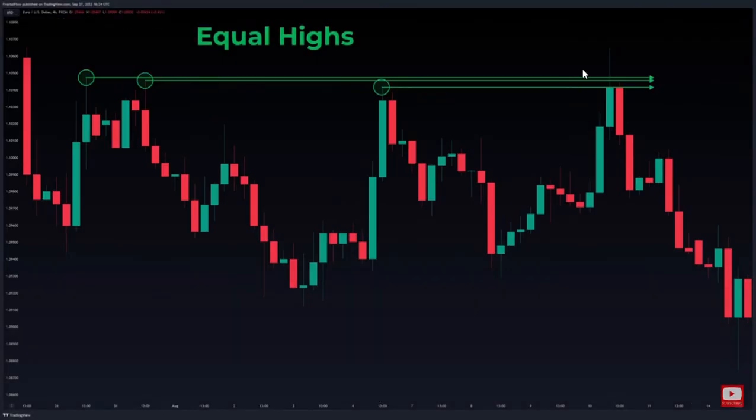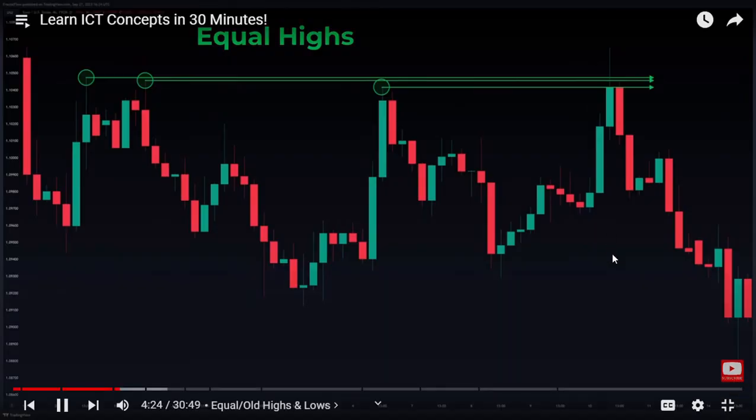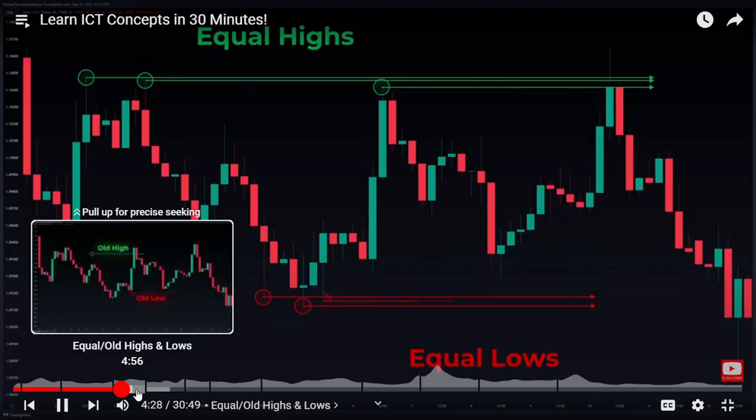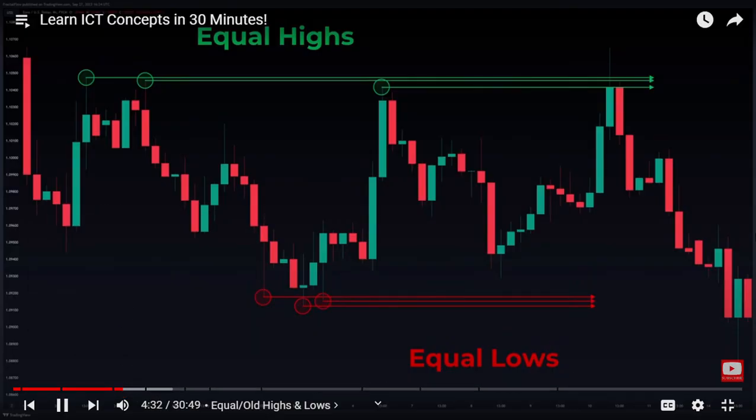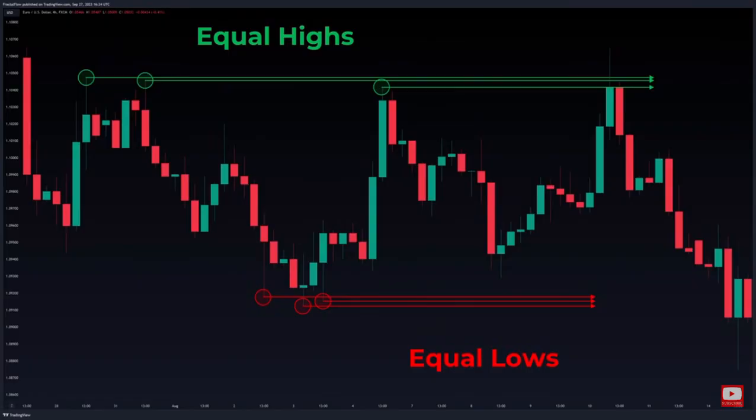Still in the same chart, we can spot an example of equal lows. In this case, three swing lows cluster to form equal lows. Notice that equal highs and lows don't necessarily happen at the same price level perfectly. They simply cluster together in the same area, roughly speaking.